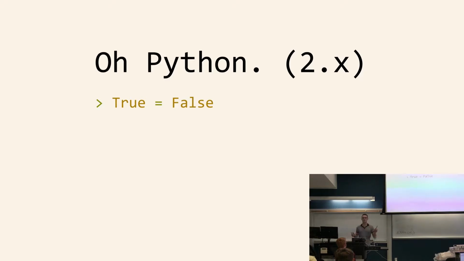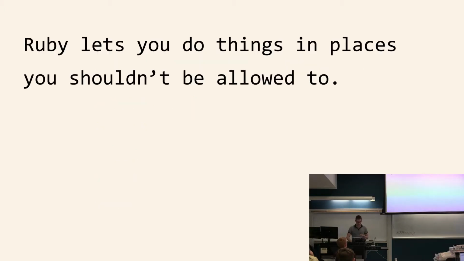So Python, oh Python. I say 2.x because this is a syntax error in 3.x, but you can say true equals false. Okay, now we're gonna say what true is. What's true? True is false. Is 1 equal to 1? Nah, it's still true. It should be double equals. But 1 is still true. But 1 equal to 1 is still true, even though true is now false. So that's great. Python's awesome.